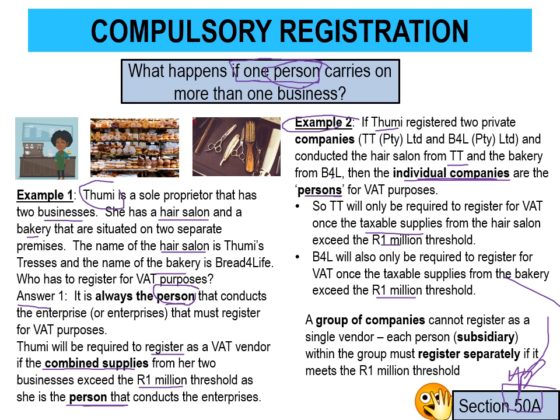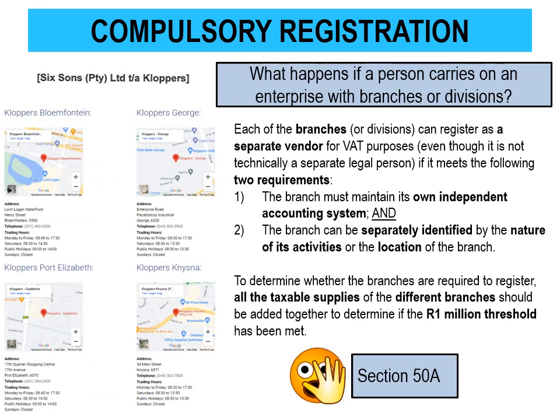Okay. Something also to keep in mind when we talk about companies is that a group of companies cannot register as a single vendor. Each person, so the holding company and the subsidiaries, must all register separately because each company is a separate person. So once each individual company exceeds the 1 million rand threshold, they will then be required to register for VAT.